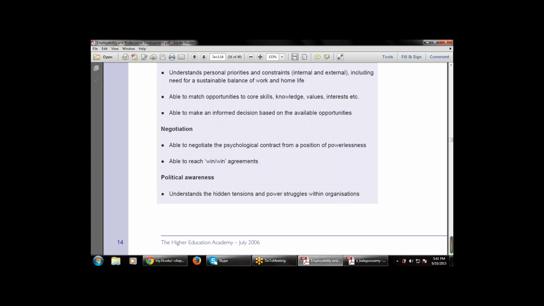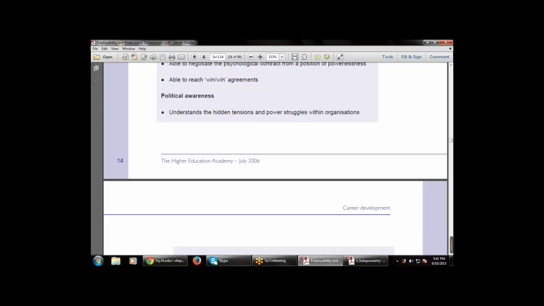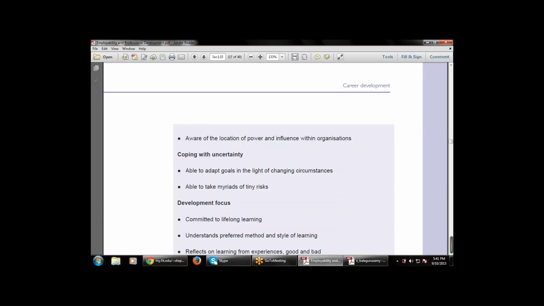Then political awareness, that is, understanding the hidden tensions and past struggles within the organization. What are the various tensions and past struggles within the organization? That is political awareness. Then being aware of the location of power and influence within the organization, that is, what power and influence are used within the organization. Then coping with uncertainty, that is, how to cope with uncertainty.